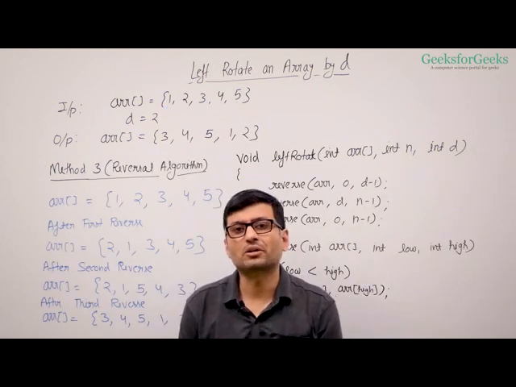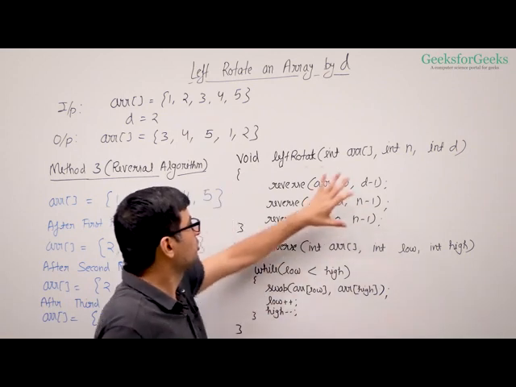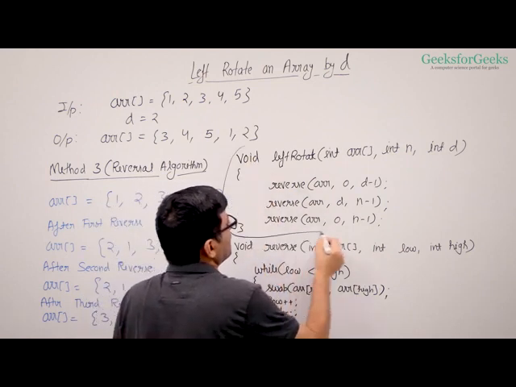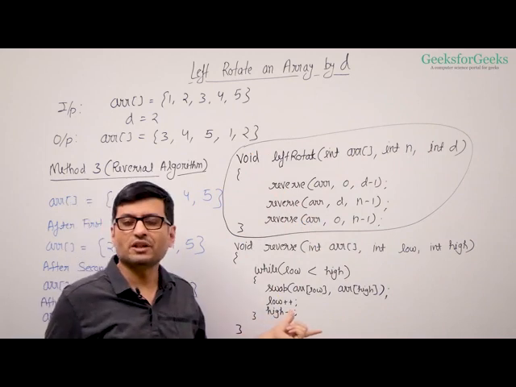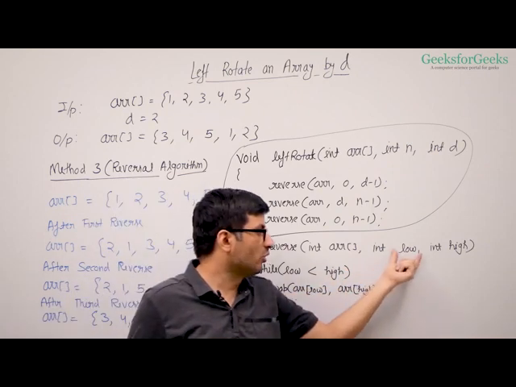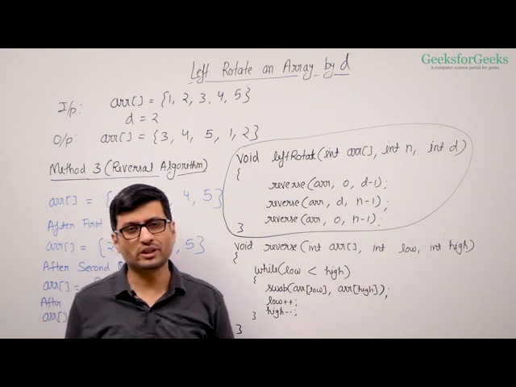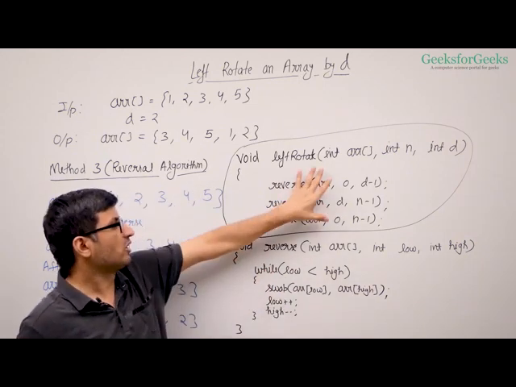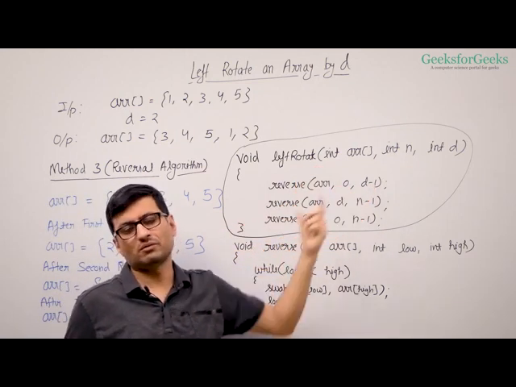Let us now talk about the third solution to rotate an array. This solution is mainly these 3 steps. This is what this solution is all about. We have an extra reverse function which is being called here. This reverse function is simply taking a low index and a high index and reversing the array between these 2 indexes, including the 2 indexes. So this algorithm says that first reverse the first d elements.